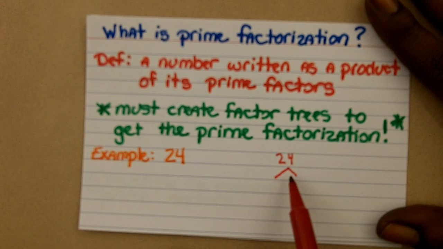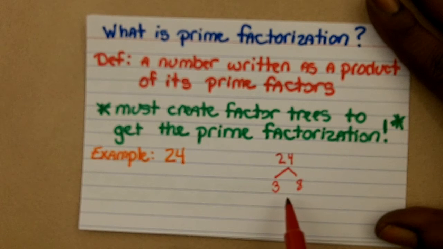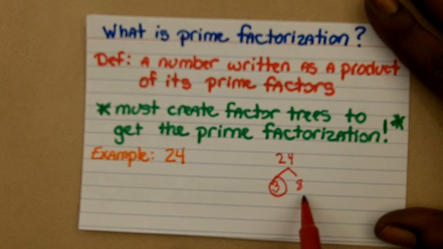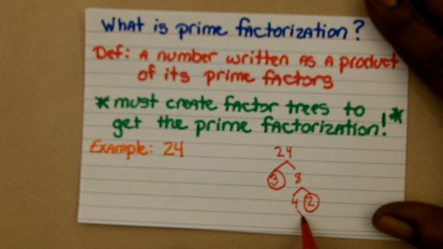So I'm going to draw two lines which represent the branches, and I'm thinking of two numbers that when I multiply them I get 24. Well, I'm going to go with 3 and 8. Now between these two numbers, 3 is prime, so I can stop this branch and go ahead and circle the 3. However, 8 is composite, so I'm going to draw two more branches and keep breaking down 8. I could do 4 times 2 to get 8. 2 is prime, so this branch stops. However, 4 is not. 2 times 2 would give me 4. Both of these are prime.